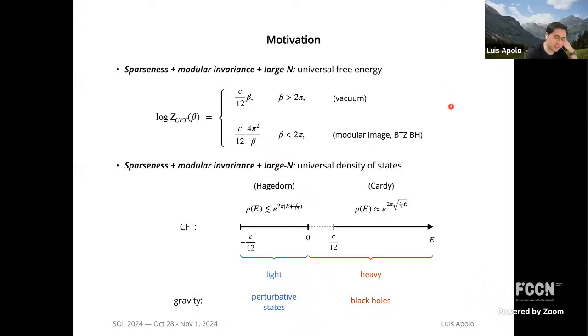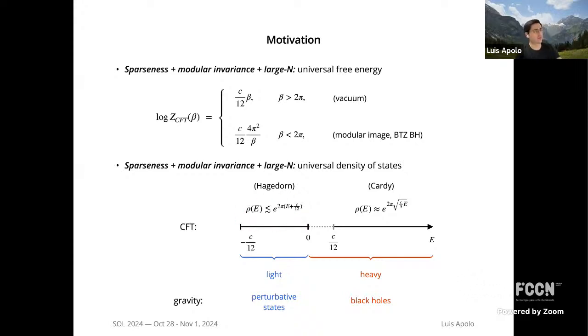This result is obtained in the canonical ensemble. You can translate this to the microcanonical ensemble, and you find that there's a universal density of states. So in this plot, from the CFT point of view, I plotted the energy. The vacuum has, in these conventions, energy minus c over 12. By assumption, HKS, Hartman, Keller, and Stoica, assume that the density of light states satisfies this condition. So this is what we have on this region.